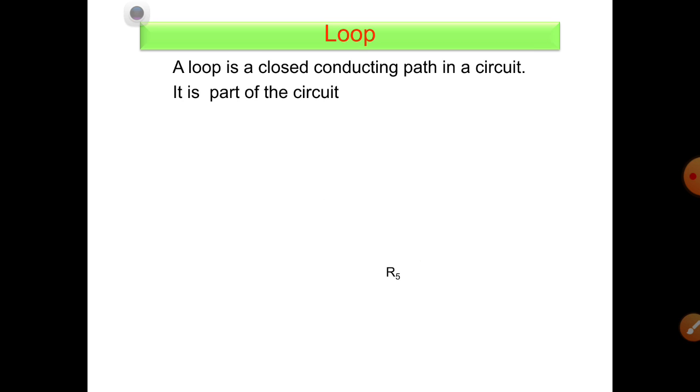Okay. Now, coming to another term, a loop. A loop is a closed conducting path in a circuit, because in a circuit, whatever current is leaving from the terminal, the same current is entering it, as in the case of the battery. So that is one loop. A closed path is nothing but a loop.